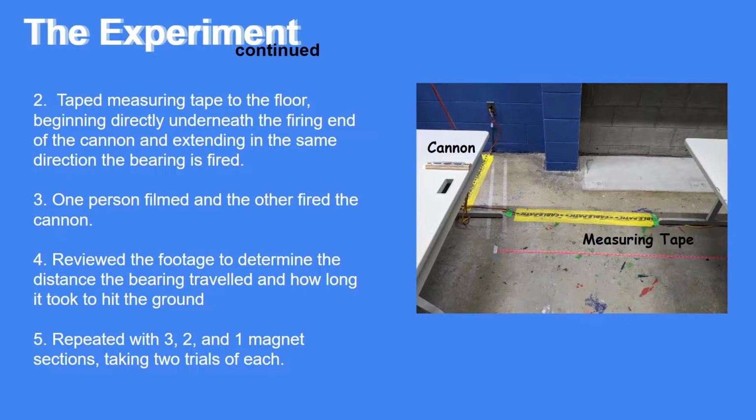We also taped measuring tape onto the floor, starting directly below where the bearing will be fired from the cannon and then extending outwards in a straight line. During the experiment, we had one person filming and one person firing the cannon so that later we can go back and look at the footage, do some wicked editing, determine how long it took for the bearing to strike the ground and how long it would travel.